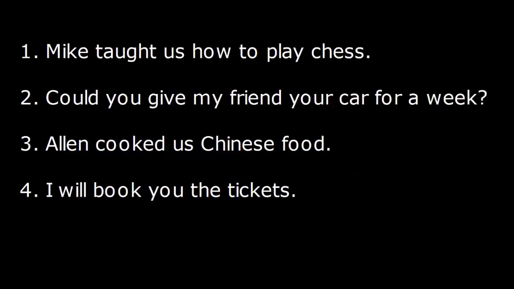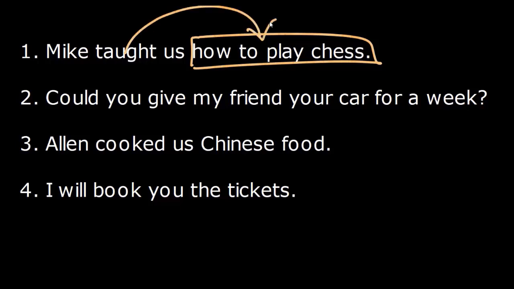Now let's take some examples and try to find out the indirect object. Example number one. Mike taught us how to play chess. Mike taught. You teach something. What is that? What is the direct object? How to play chess. Taught what? This is what Mike taught. To whom? Who received this teaching? Us. Indirect object. Mike taught us how to play chess.